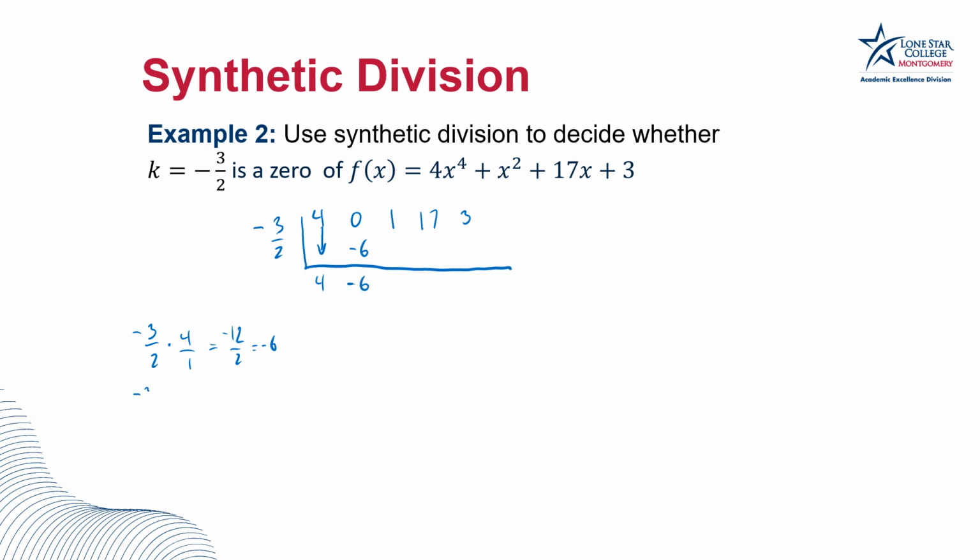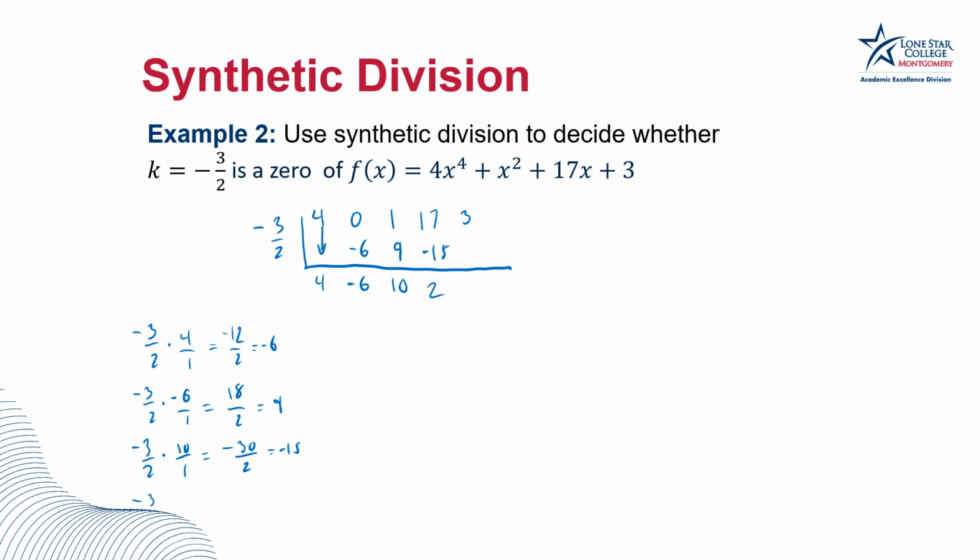And again, -3/2 times -6/1. That gives us 18/2, gives us 9. So 9 goes under the 1. Combine, 9 plus 1 is 10. Multiply again, -3/2 times 10/1 gives us -30/2, which is -15. Put it under there. And then finally, 17 minus 15 gives us 2.